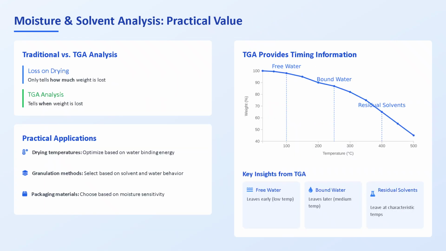Think of a TGA curve as a timeline of thermal events. The first small weight loss below 120 degrees Celsius usually indicates surface moisture or bound water. The next step reflects solvent loss, such as residual solvents or granulation water. The major drop in mass marks the onset of decomposition and defines the thermal stability limit of the material.